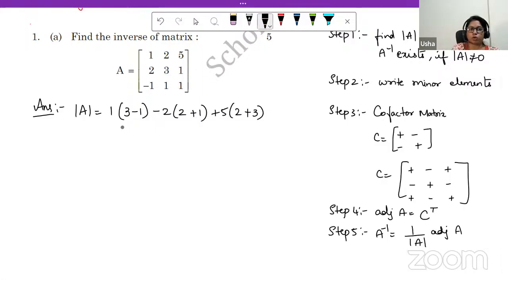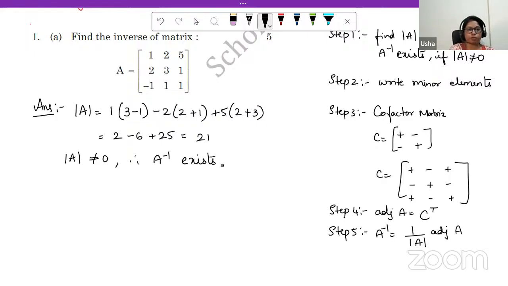Whatever we have done here is only for the first row elements; we have to do it for all the elements, that is the minors. Now let me finish this. 3 minus 1 is 2. 2 into 1 is 2. 2 plus 1 is 3, into minus 2 is minus 6. 2 plus 3 is 5, into 5 is 25. 25 plus 2 is 27, minus 6 is 21. So determinant A is not equal to 0. Therefore, A inverse exists. Always write this and proceed with the next step of the formula.